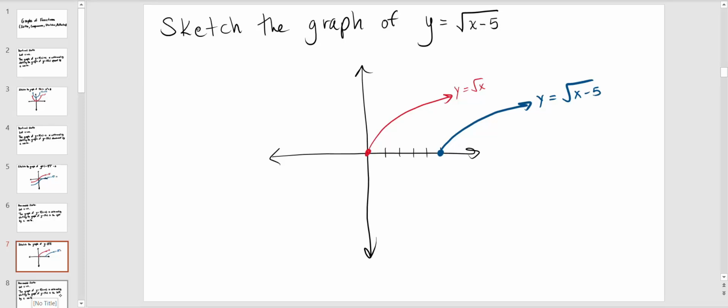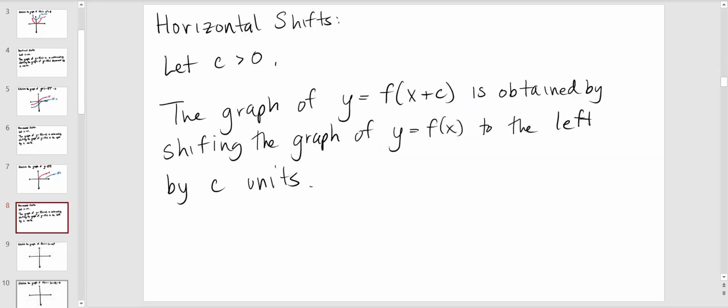The other horizontal shift should make sense if you now understand this one. Let c be some positive number. The graph of y equals f of (x plus c) is obtained by shifting the graph of y equals f of x to the left by c units. So we're adding c directly to the input, and that's going to shift the graph to the left.